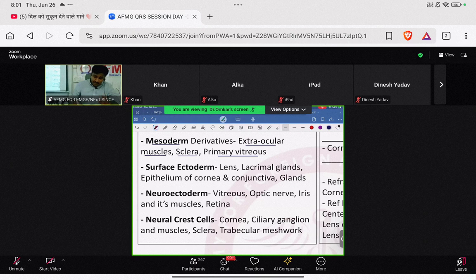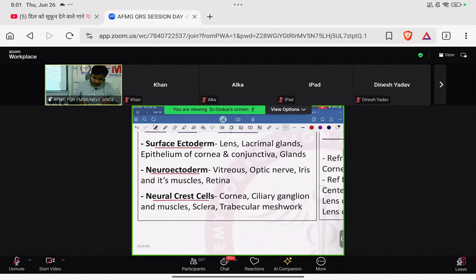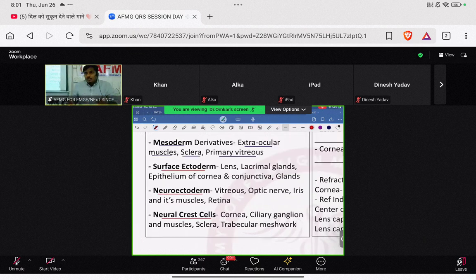Ectoderm is of three parts basically. We know there are three parts of ectoderm. First is surface ectoderm, second is neuroectoderm, and even some books consider neural crest cells as a part of it. If I talk about surface ectoderm beta, it gives rise to LEG. What is LEG? L for lens and the lacrimal apparatus beta. So lens and the whole lacrimal apparatus is going to develop from surface ectoderm.